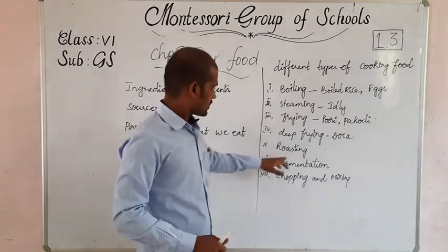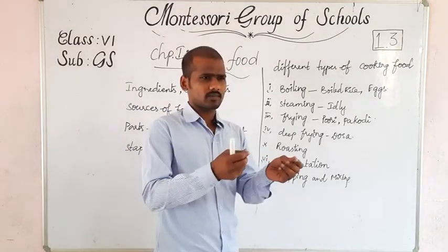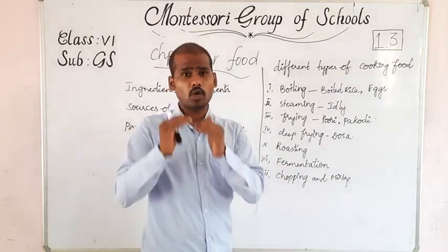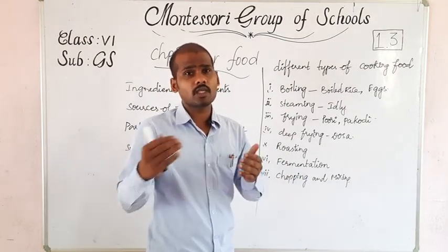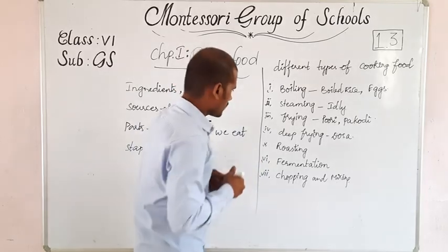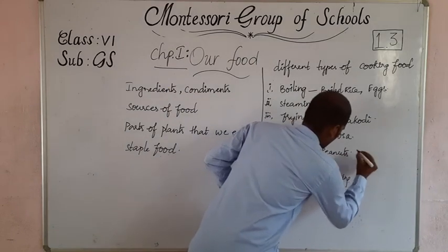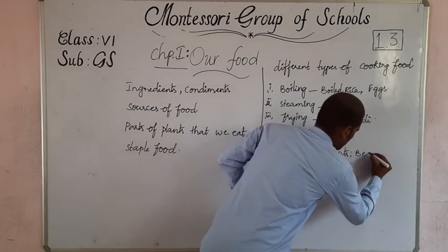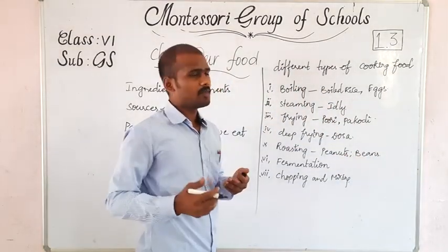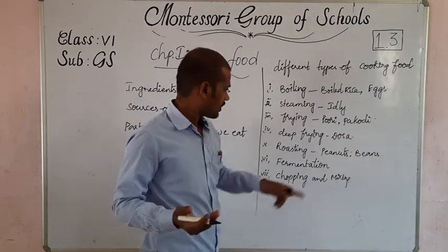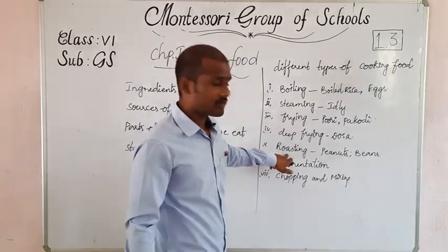Next, roasting. Roasting means we use only a low temperature, and with the help of a little oil, we roast the items. For example, peanuts. We can eat the peanuts after we roast them. Peanuts or any beans become edible after we roast them. Roasting is one type of making food.